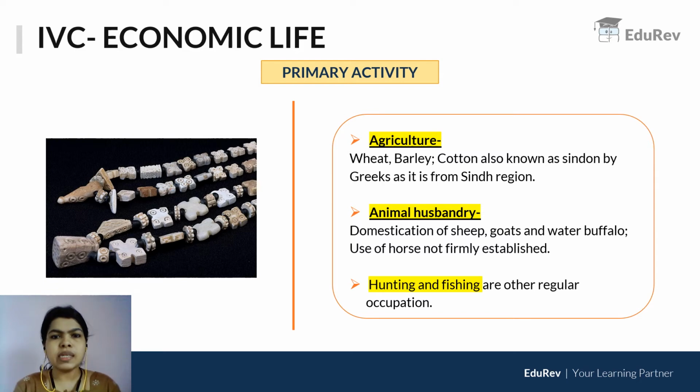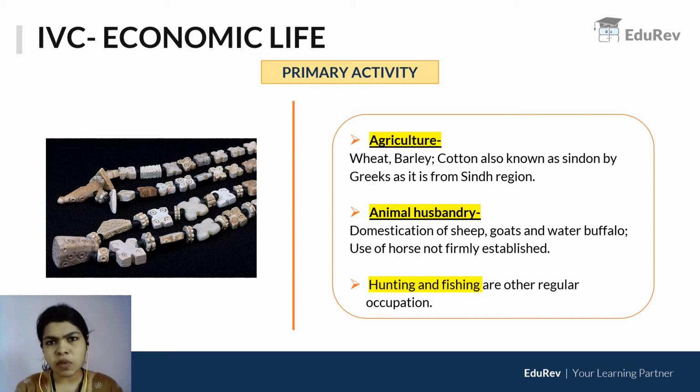So the first thing is, what are the important economic activities? You have three subdivisions: primary activity, secondary activity, and tertiary activity. Primary activity is mainly focused upon agriculture and animal husbandry. What sort of crops are grown in agriculture? We have already seen this in the previous modules, so let us quickly go through it. Wheat and barley are among the major staple food crops.